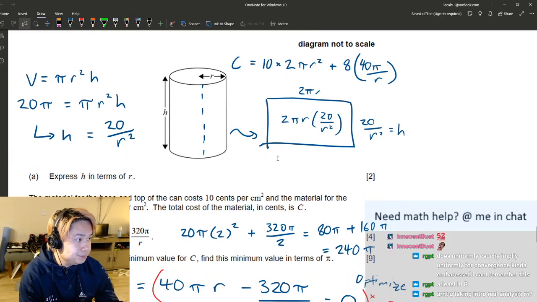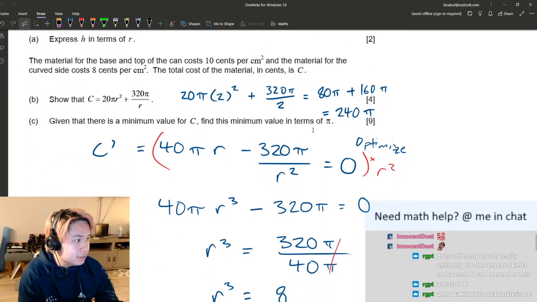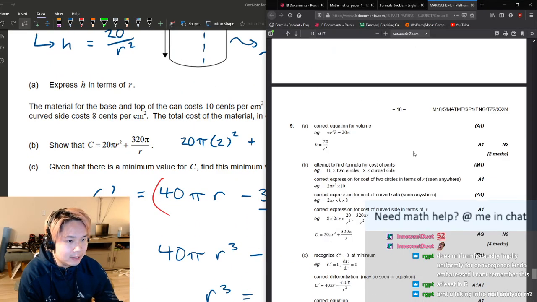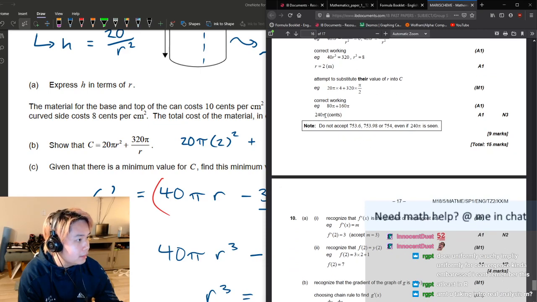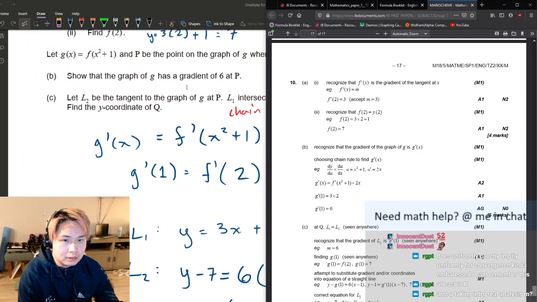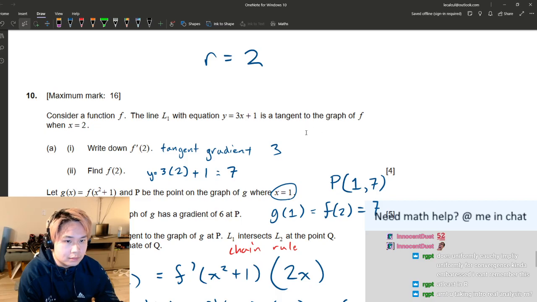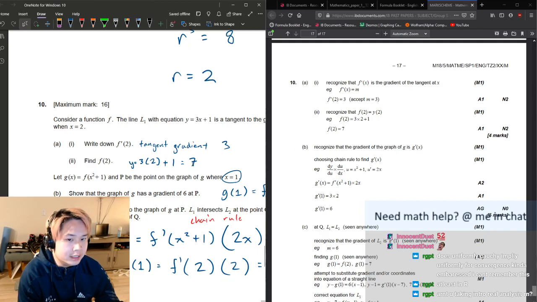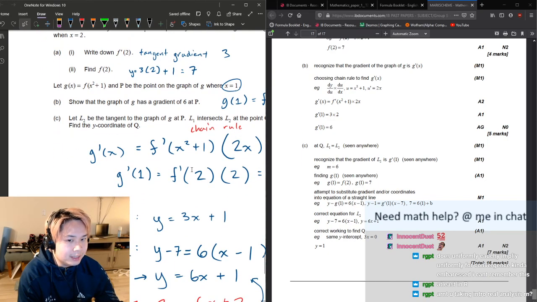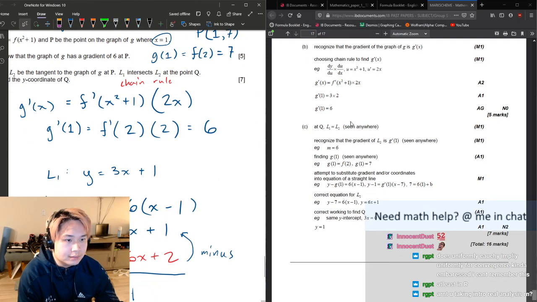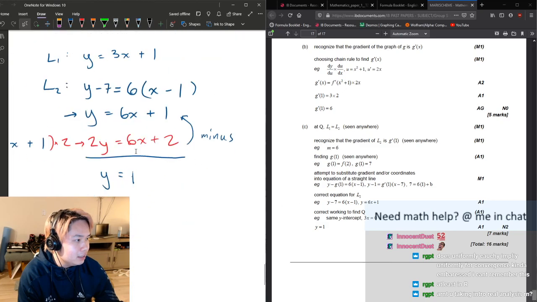Ugh, geez. Okay. Showed this, showed that, so this is all showing stuff. The radius is 2, which leads to 240 pi. So right there, 240 pi. And then last one. So tangent gradient of 3, which is 3 right here. F of 2 is 7, which is right here. Blah blah blah chain rule. G prime of 1 should be 6. Oh yeah, that was a showing question, so I showed it. And then blah blah blah blah blah, y value is 1.